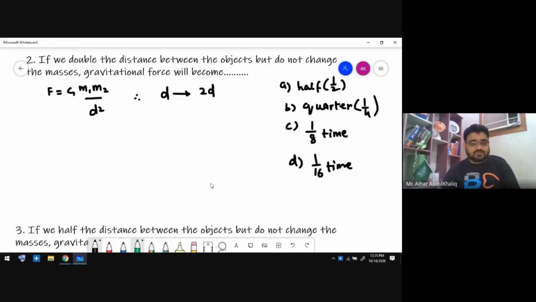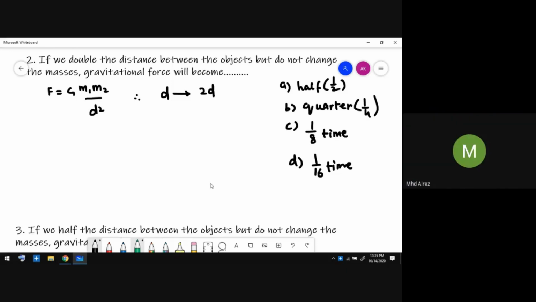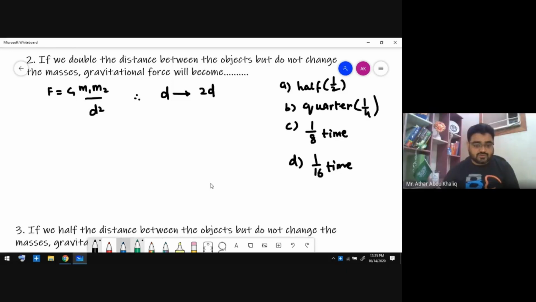Are you sure? I think. Look here. How will you do this? This D is changed. Everything else is not changed. So you will write F is equal to G m1 m2, which will remain as it is. D will change into 2D and there is a square upon it. So it will become G m1 m2 over 4D squared.